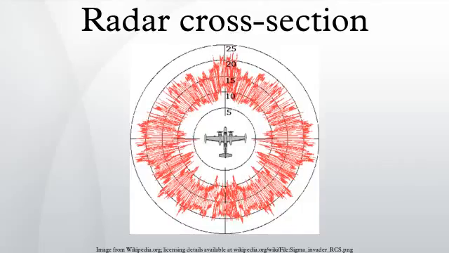Radar cross-section is a measure of how detectable an object is with a radar. A larger RCS indicates that an object is more easily detected. An object reflects a limited amount of radar energy.